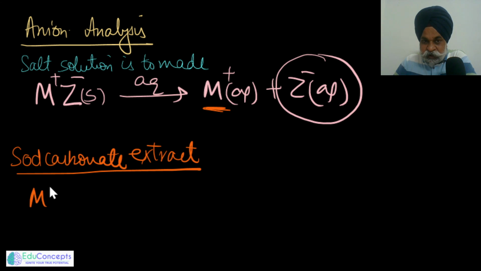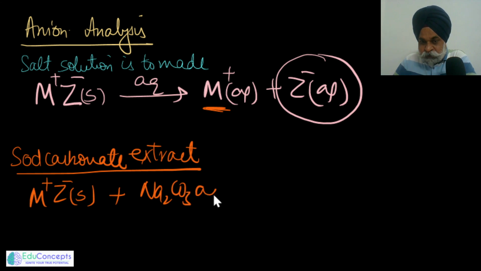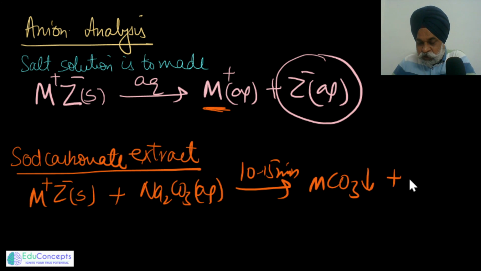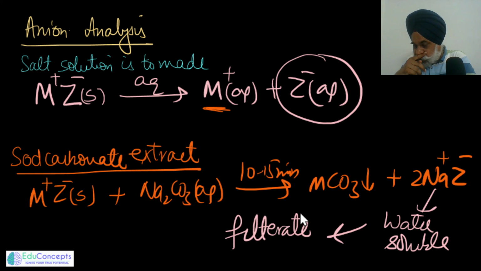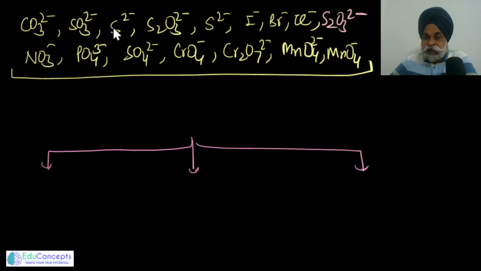Sodium carbonate extract is generally recommended for those salts which are insoluble in water. In that, you take the salt along with sodium carbonate aqueous solution and heat it strongly for 10-15 minutes. The crystal dissolves and the metal carbonate gets precipitated along with the formation of the sodium salt of that particular anion. We have already spoken about the fact that the sodium salt of any anion would be water soluble. Now this water soluble entity would be taken in a filtrate, and that filtrate would be used further for the investigation. Almost all the anions in our syllabus are written here, and now our endeavor is to segregate all of these anions.